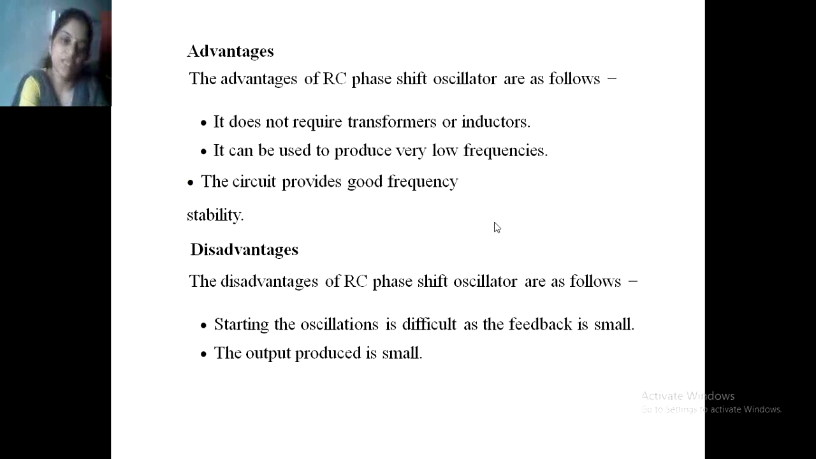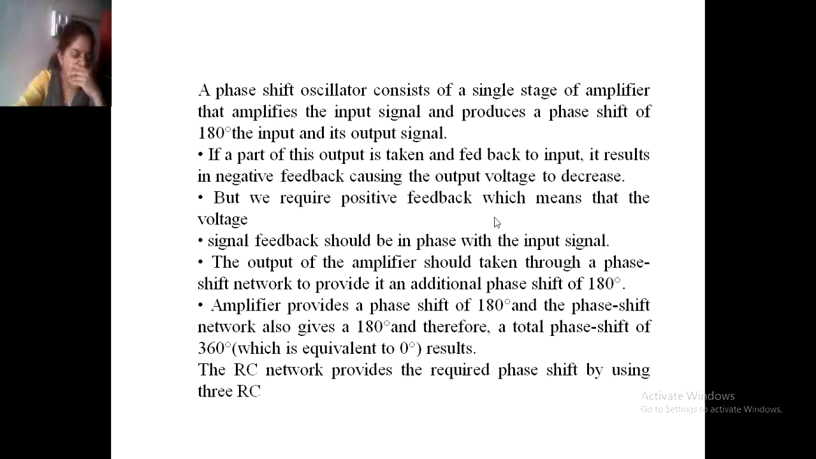Then what are the disadvantages? The disadvantages of the RC oscillator are as follows. Starting oscillation is difficult as the feedback is small. What is the drawback of the RC phase shift oscillator? Starting oscillation is difficult as the feedback is small. The output produced is also small.